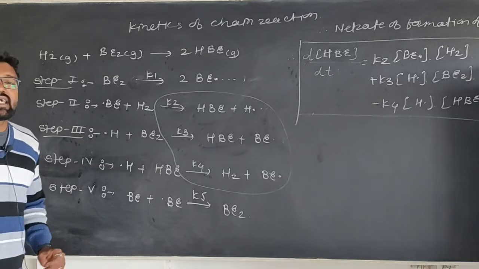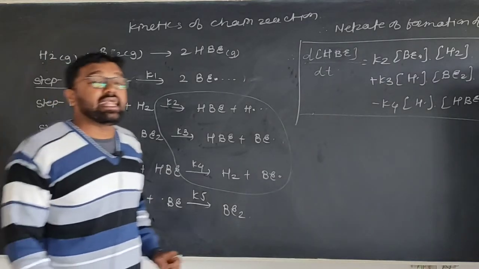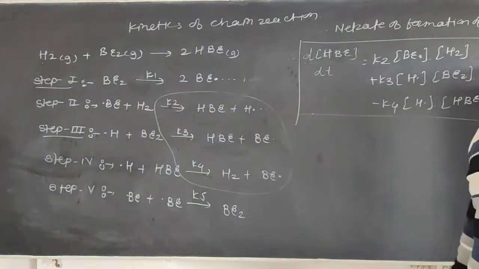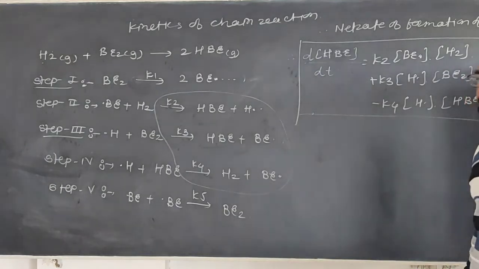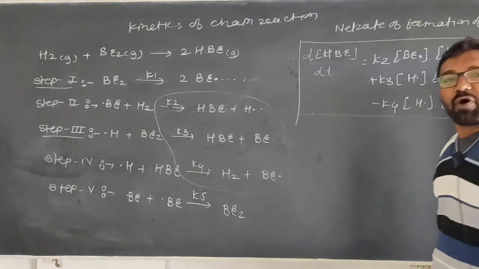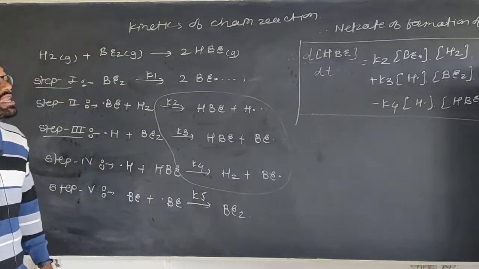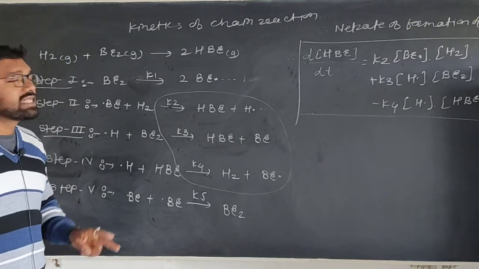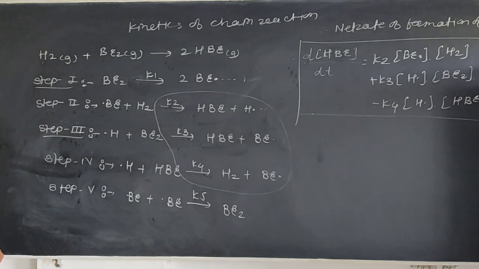Now to apply the steady state approximation, what is the steady state approximation? Steady state approximation says that the rate of formation of intermediate is equal to the rate of consumption of intermediate during the reaction. That is, the net rate of formation of intermediate is equal to 0. This is your steady state approximation. Now, by using this, you have to find two concentrations. One is the bromine free radical and the second one is the hydrogen free radical.